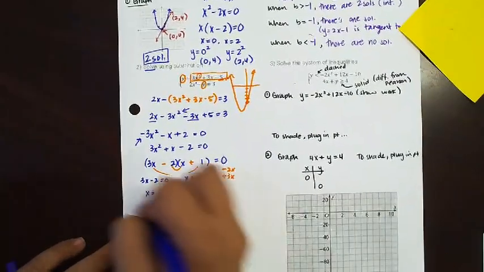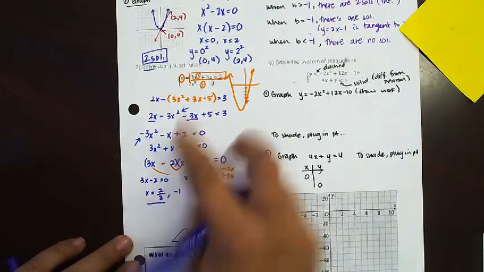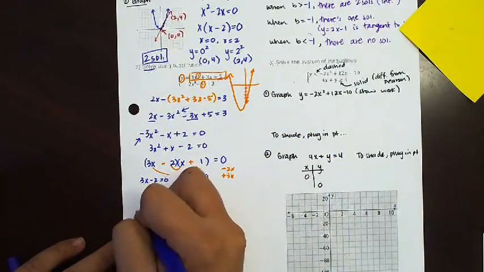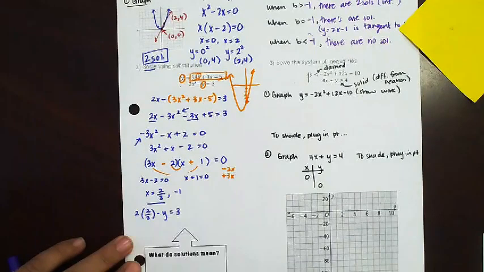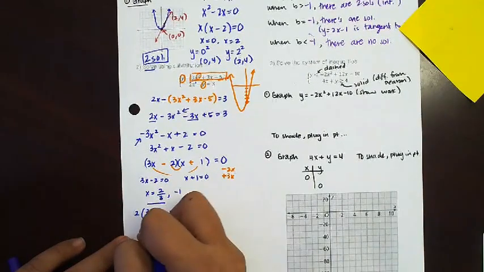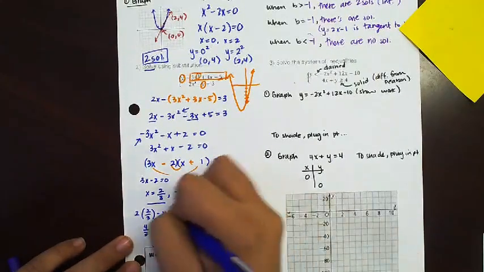So I'm just going to go ahead and plug in 2/3. So if x is 2/3 into the second equation, it'll be 2 times 2/3 minus y equals 3. So then that would be 4/3 minus y equals 3. Subtract, divide, and in the end you get -5/3. Same thing with the other one.